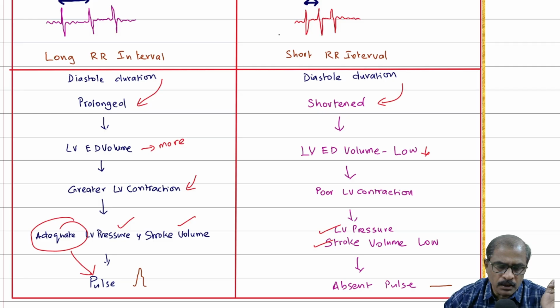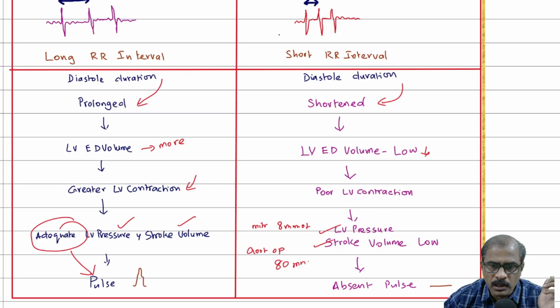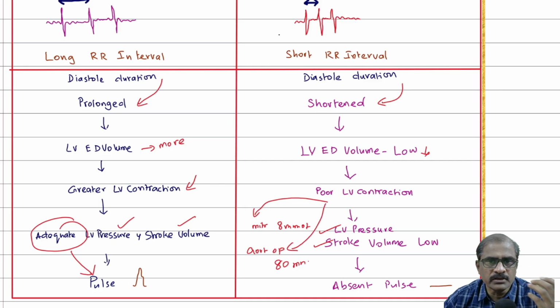Remember, during LV systole, mitral valve closes when the LV pressure is greater than 8 mm of mercury, whereas aortic valve opens when the LV pressure is greater than 80 mm of mercury. So this poor LV contraction can close the mitral valve but cannot open the aortic valve. This is the basic concept of pulse deficit.